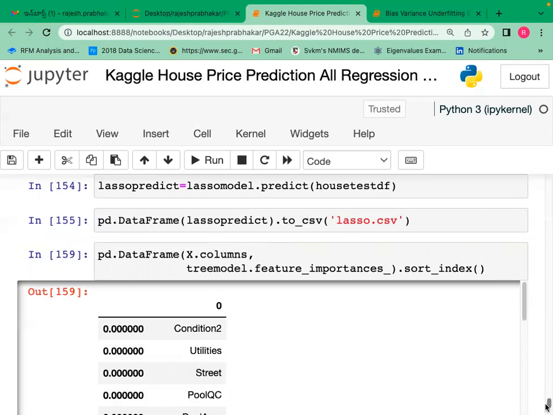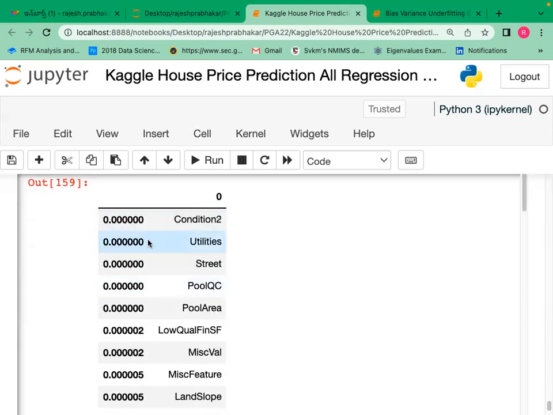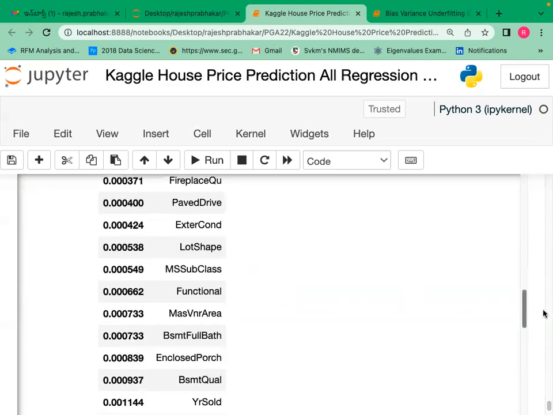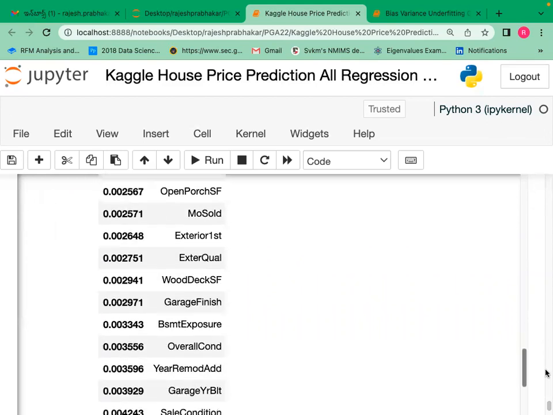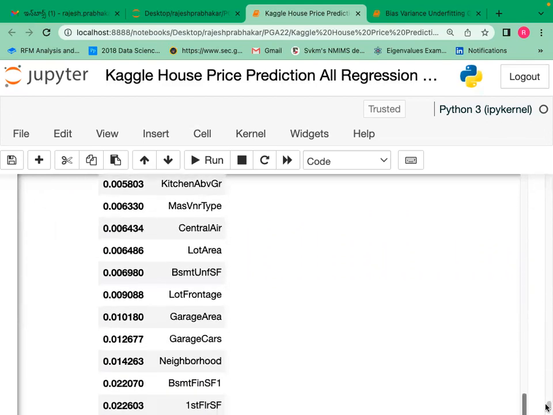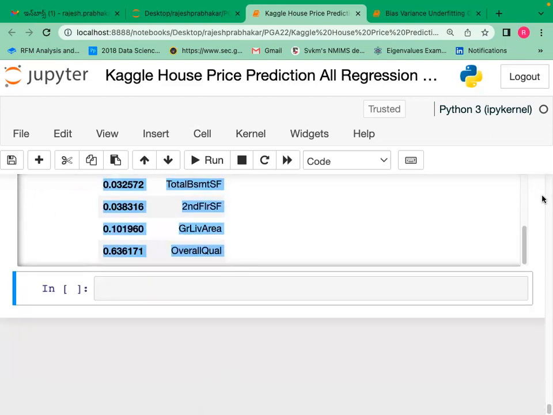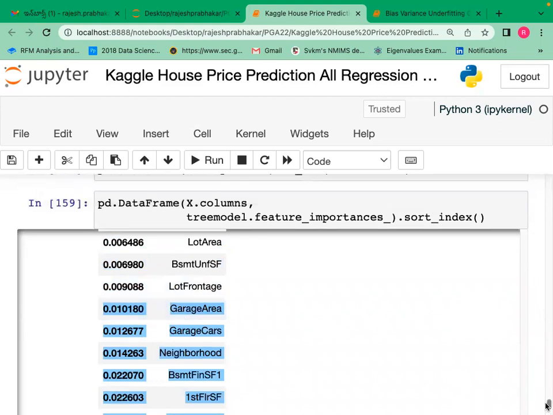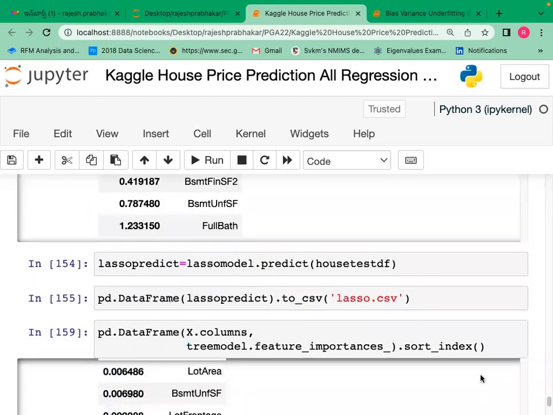See, zeros, and these are also zeros only, right? See, you will only select variables. I will start selecting variables from here, 1%, right? The rest of the variables you can eliminate because they're very low. So this is how you can see feature importances for a decision tree. Okay.